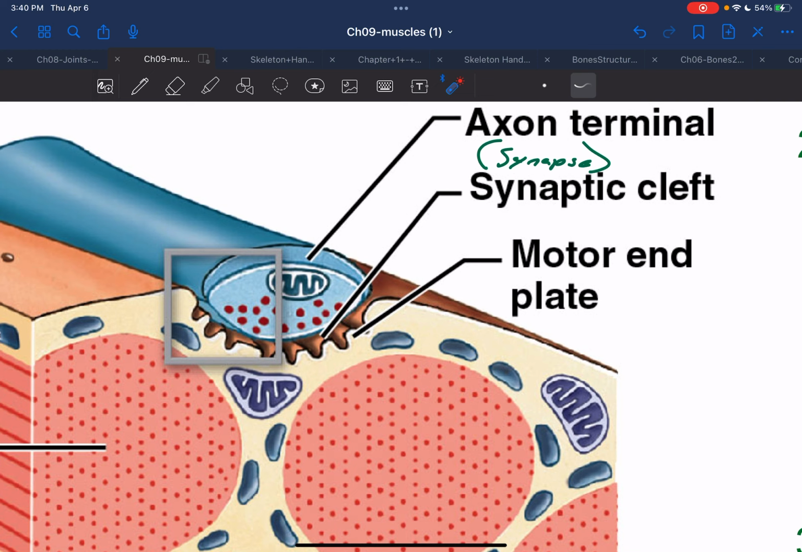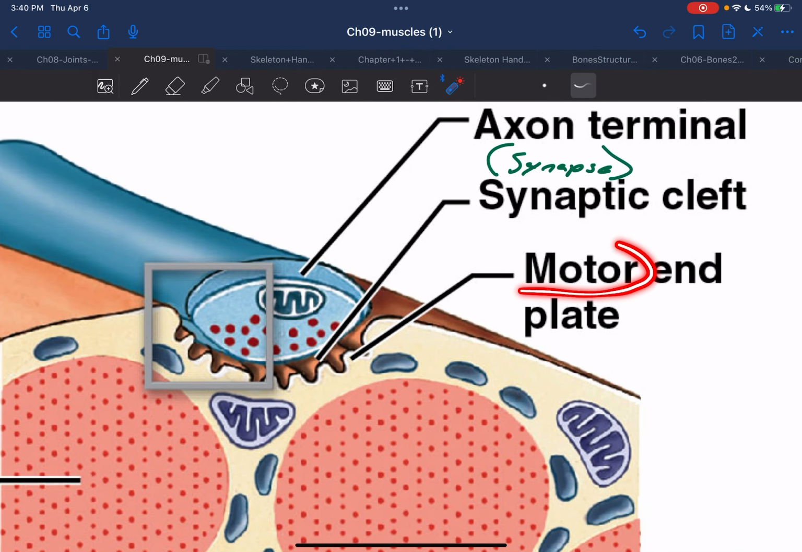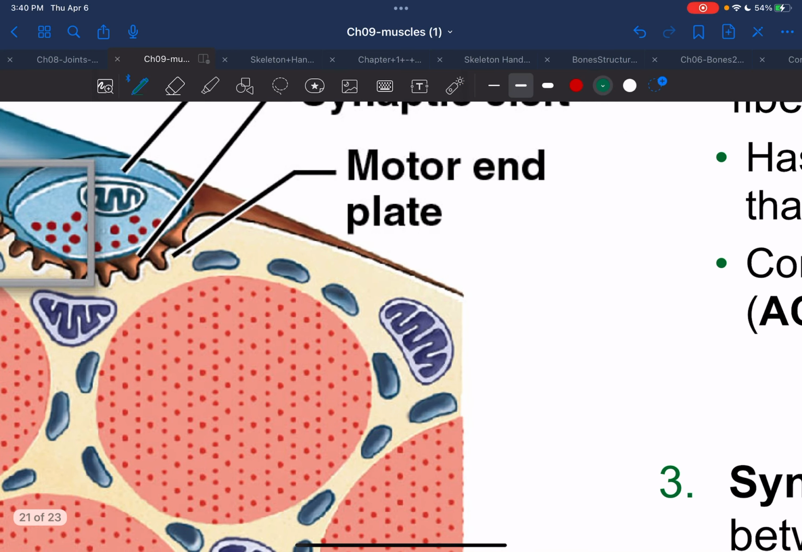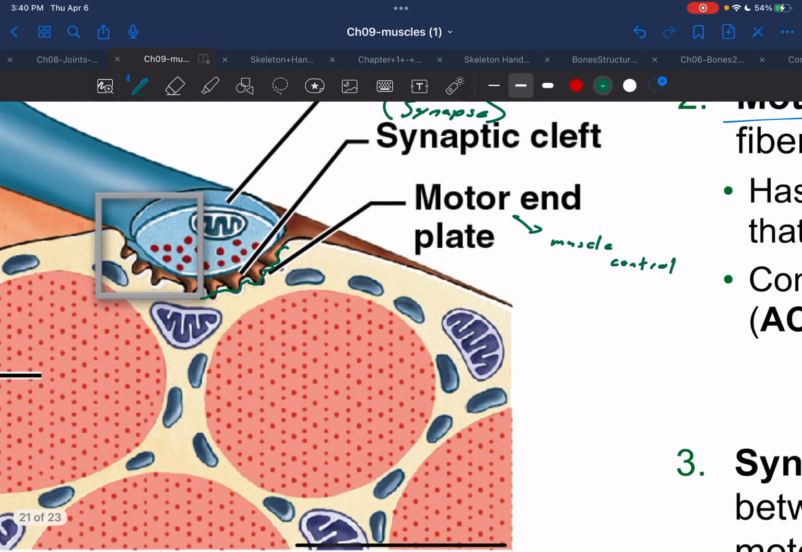And so the motor end plate is the end or the boundary of the muscle. Nice and easy, right? Because muscle does motor movement. When we get to nervous, I hope that by then you've adopted that whenever I say the word motor, I am talking about muscle control. We should write that down. Motor, muscle control. Motor end plate. You can see that it's the plate or the point or the boundary of our sarcolemma or our muscle cell.